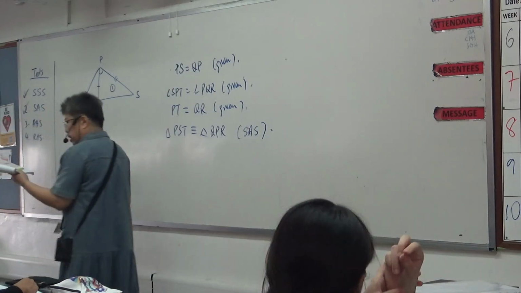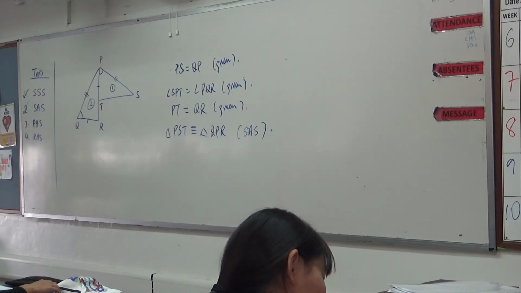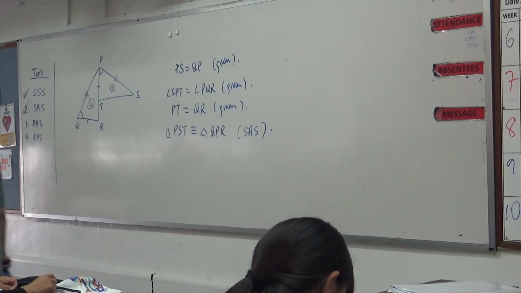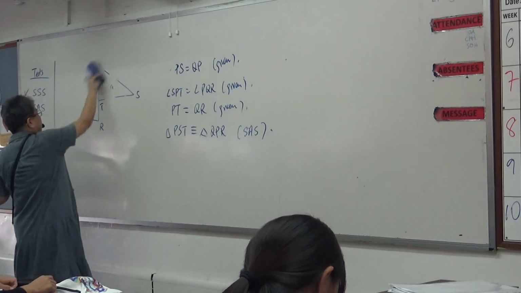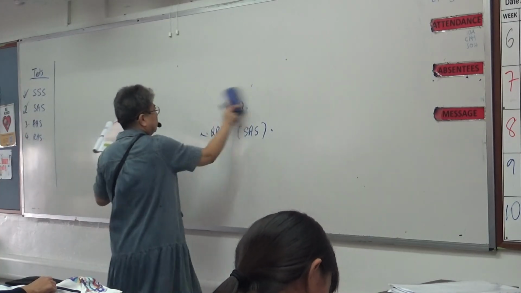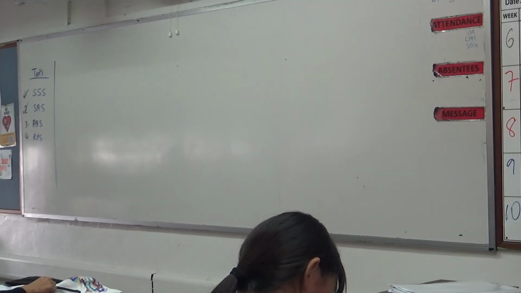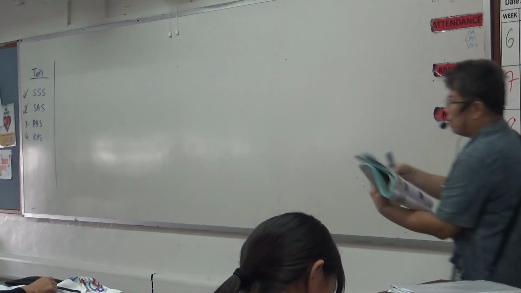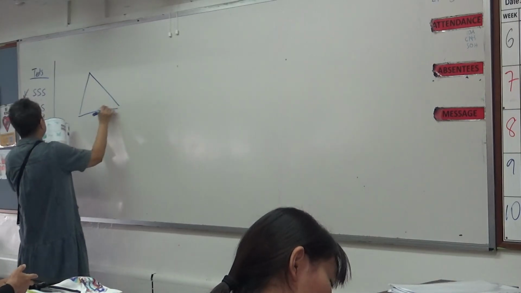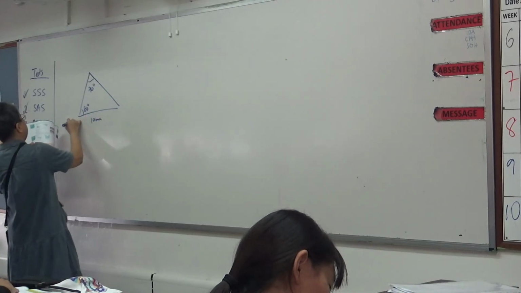Everybody okay? Now, have a look at AAS on page 125. If two angles and one side of a triangle are equal to the two corresponding angles and the corresponding side of another triangle, then the two triangles are congruent. Okay. Can we look at the next part? Example 9. I'm going to write this on the board. This is 70 degrees. This is 80 degrees. This is 10 and 10.